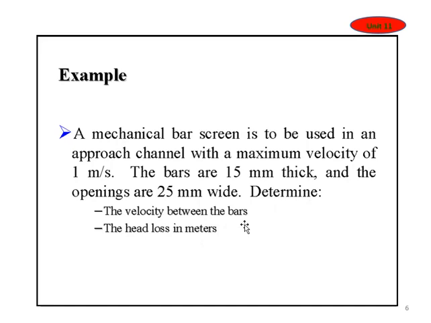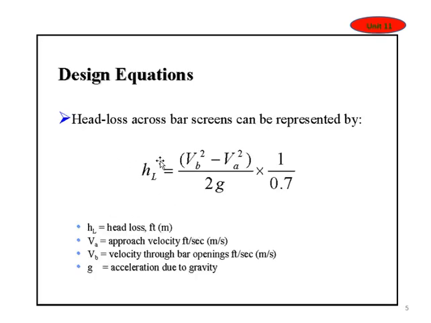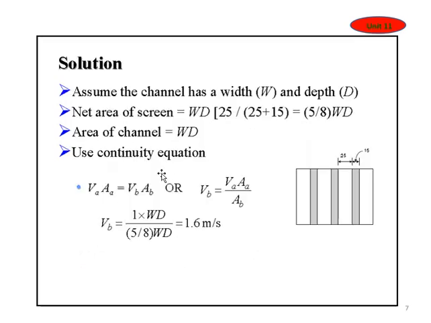Determine the velocity between the bars, that is, you have to calculate the VB, and the head loss, from the previous equation. Once you calculate the VB, VA is already given to you, you can find out HL. So in order to solve this equation, the diameter of the bar is given to us, right? This is 15 millimeter, and the spacing between the bar is also given to us, 25 millimeter.